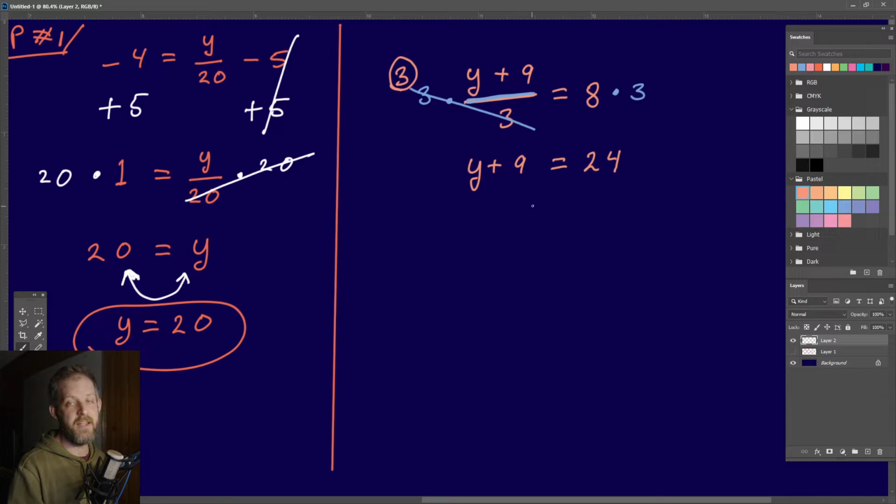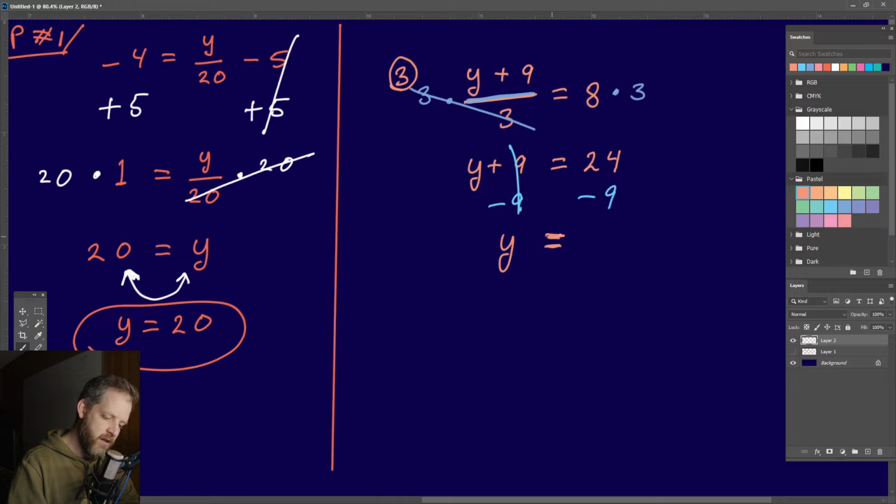Again, if you do not have your times tables memorized, you should probably work on that with flashcards and other stuff, because it's going to make your life a lot easier. I just cannot stress that enough. So to get rid of this 9, that's easy. We subtract it from both sides. Minus 9, minus 9. You could scratch paper this one if you want to. We're going to end up with 15. y equals 15 as our answer.